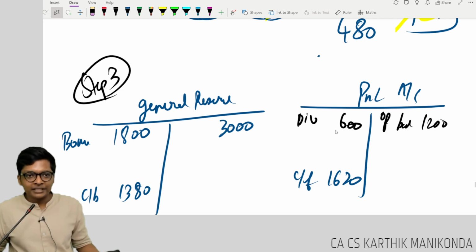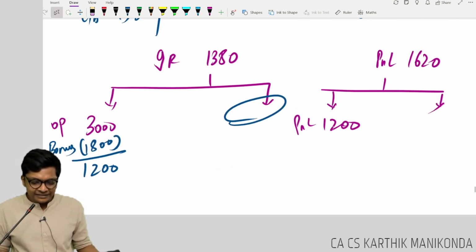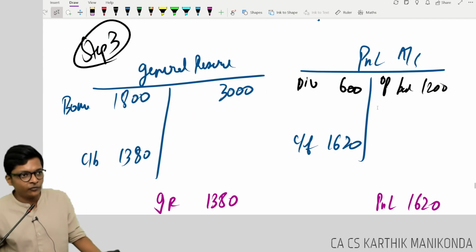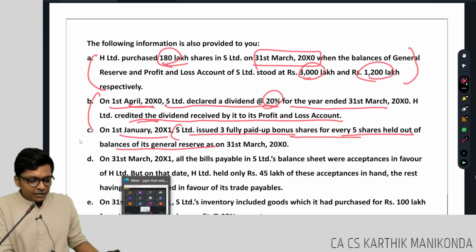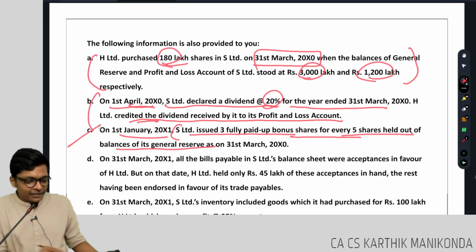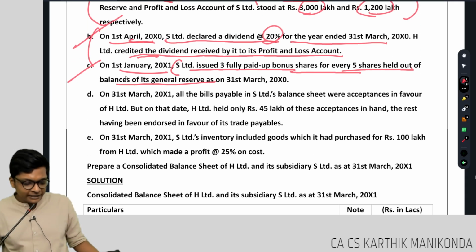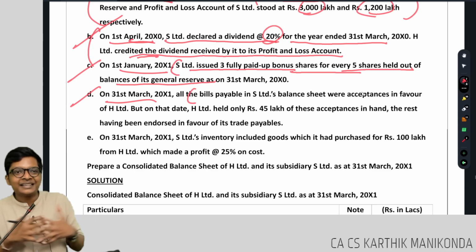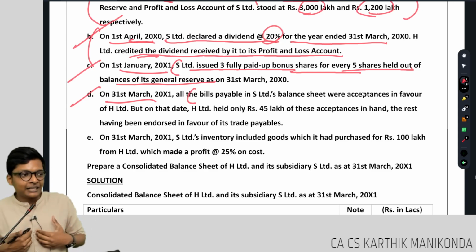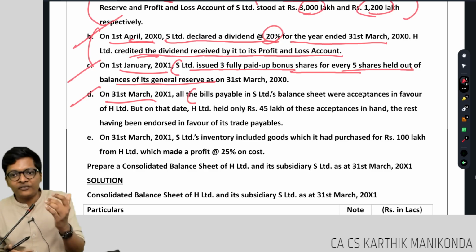600 reduced in P&L. Here also if I say from opening balance in current year, from current year profit. Okay, are you understanding ledger? We'll come to that later. Okay, ledger, are you following, guys? Next adjustment. Bonus issue we already accounted for it. Dividend also I already accounted. Next, on 31st March, bills payable. This is something to do with intercompany. Nothing relevant now in analysis of reserves of subsidiary.